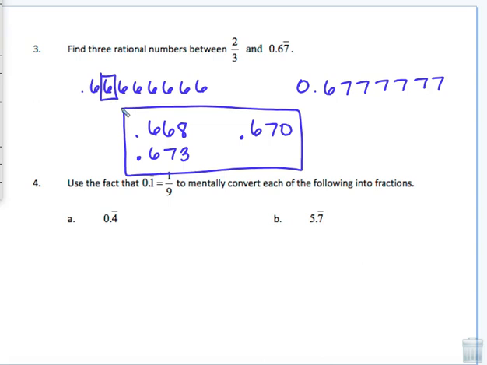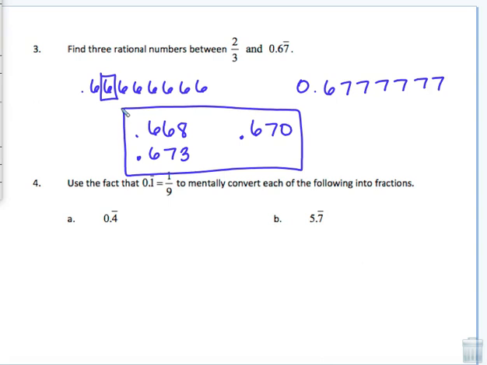See, rational numbers, at the beginning of the semester we looked mainly at natural numbers and whole numbers, and then we added our integers, which added our negatives. When we added our rational numbers, we added in all of our decimals and all of our fractions, and so there's a lot of numbers between 2/3 and 67 hundredths with the 7 repeating.